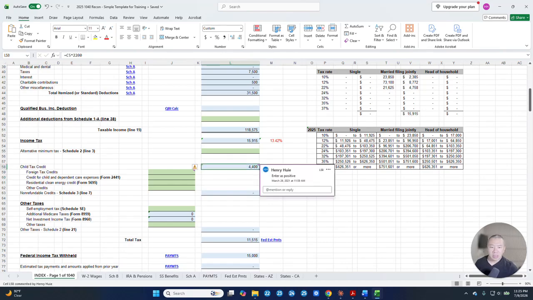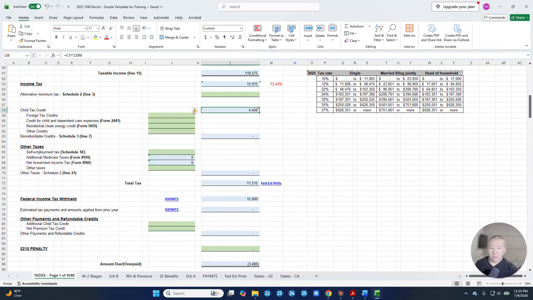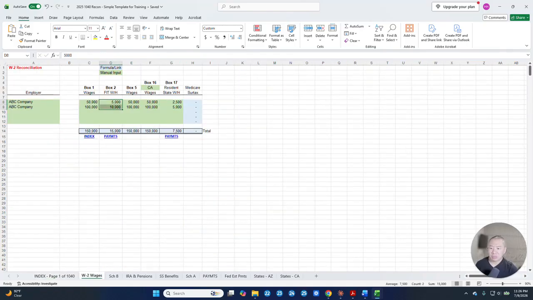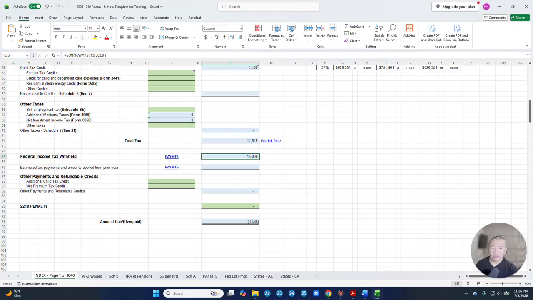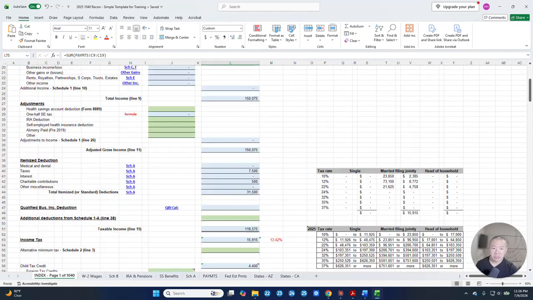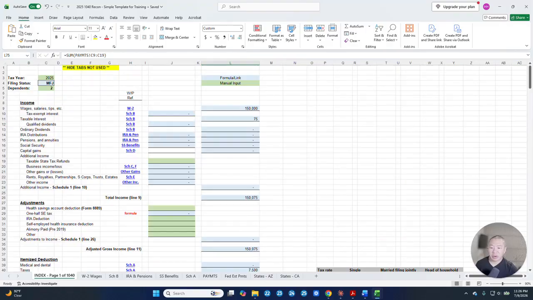This is a formula. 2 kids at $2,200 for a child tax credit. So $15,915 minus $4,400. Now your total tax is $11,515. We assume $15,000 were withheld from your paychecks based off of this column. And so therefore this person should get a refund of $3,485 from the IRS, or from the federal level.